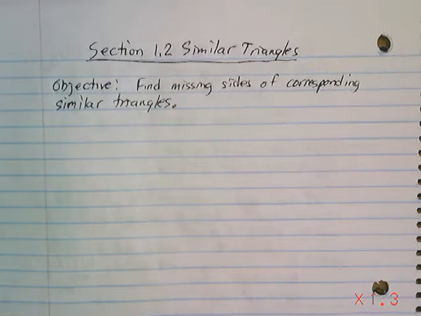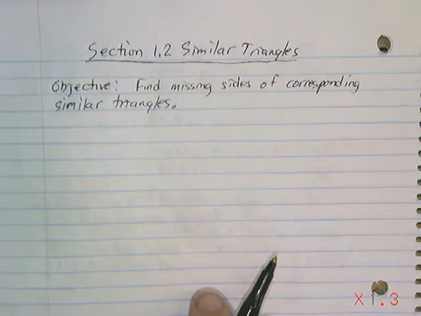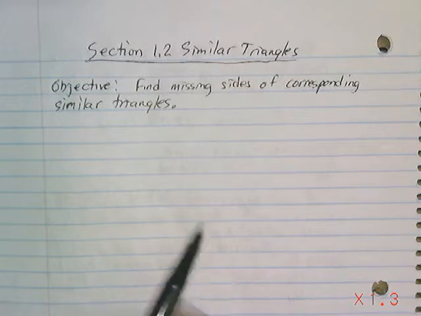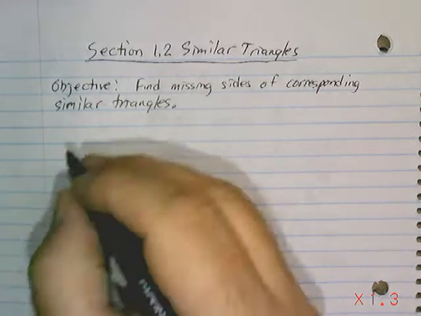Okay, today we're going to talk about similar triangles. Something you did in geometry, we need to bring it back here as we study trigonometry. And our objective today is to find missing sides of similar triangles. So let's first talk about what the word similar means.